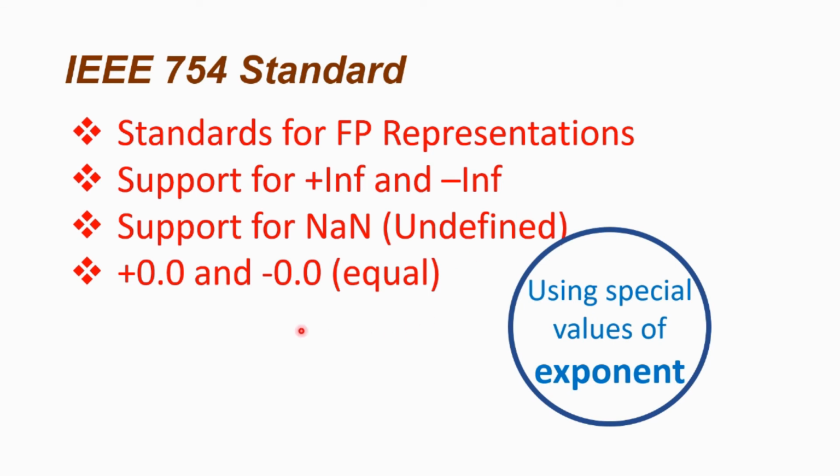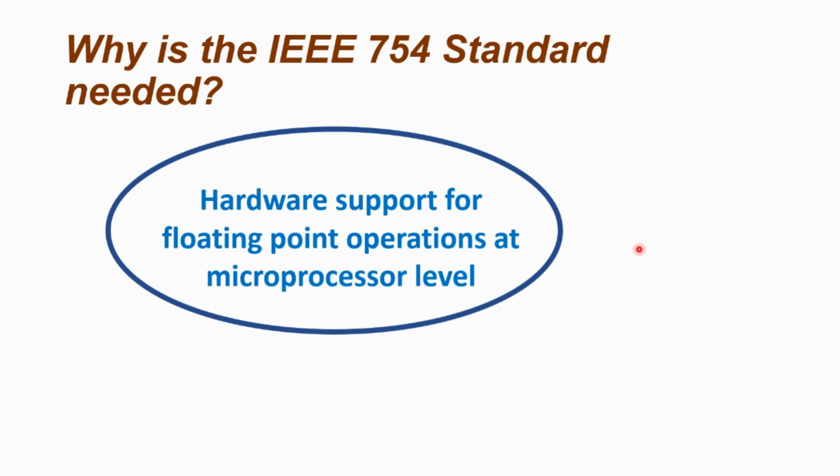The IEEE standard also supports a plus 0.0 and a minus 0.0, the two separate representations, but when you compare them, it makes sure they compare as equal. Now, how does it support all these infinity and minus infinity and undefined values? This is done using special values of the exponent. Some values of the exponent are reserved for indicating all these special numbers.